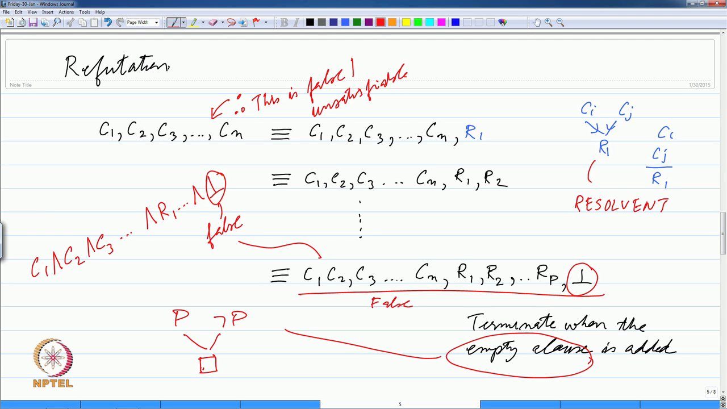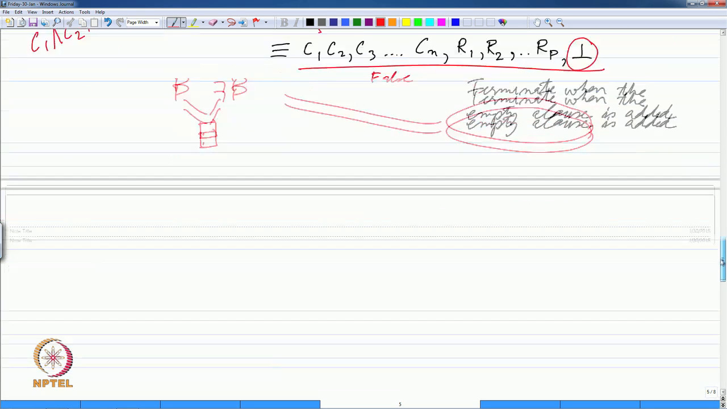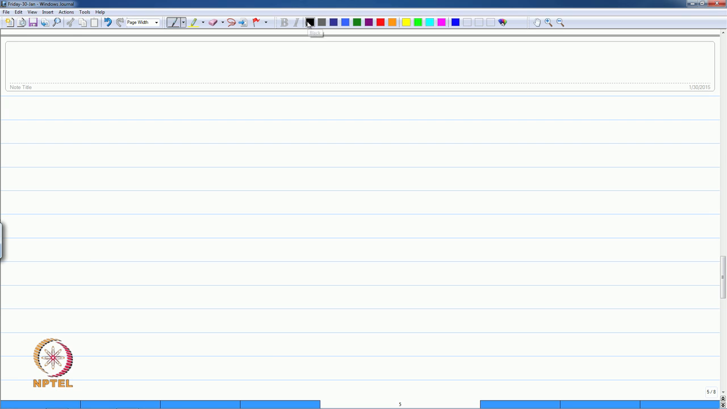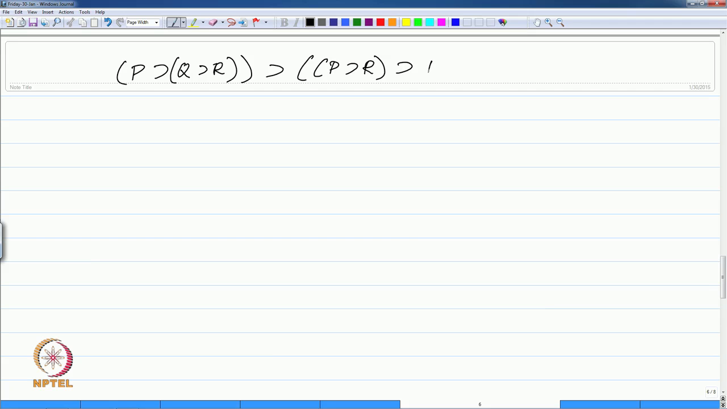So, let us quickly try and end with a small example. Let us work with one of our favorite sentences right now, which is the second axiom from Frege, which said that P implies Q implies R, the whole thing implies P implies R implies P implies Q implies P implies R. So, if you want to now use the resolution method, we must negate this entire formula and then apply the resolution method essentially. So, let us negate this and we want to put it in clause form.